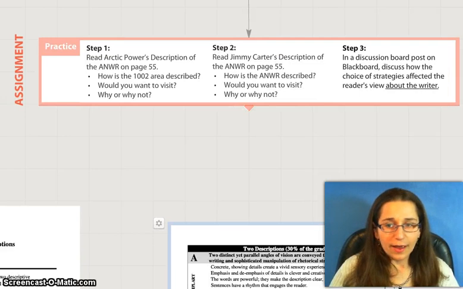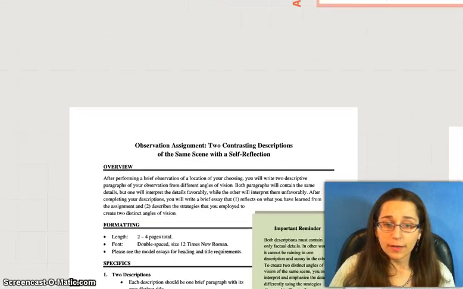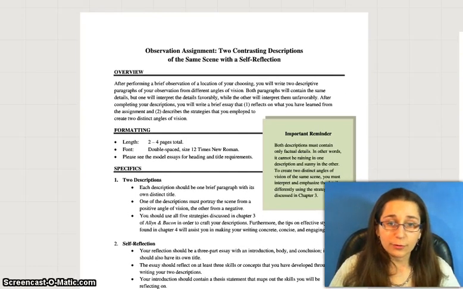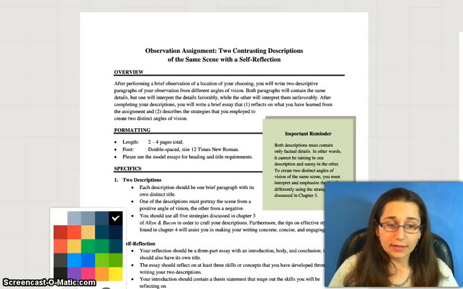Hopefully you've had the opportunity now to really consider how different strategies and techniques can impact the reader's view. As we take a look at our full assignment for the observation, it's going to help you determine how we want you to approach it. You'll find the full detail for the observation assignment available on Blackboard in the assignment section. There are two parts to this observation assignment, and as we go through each of them, we just want to highlight some of the major keys.